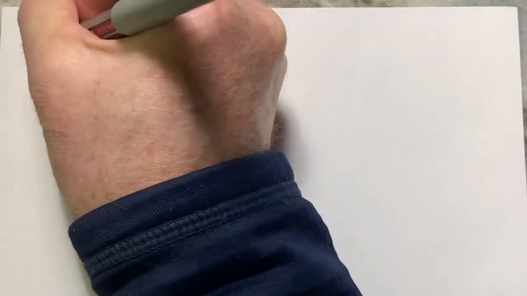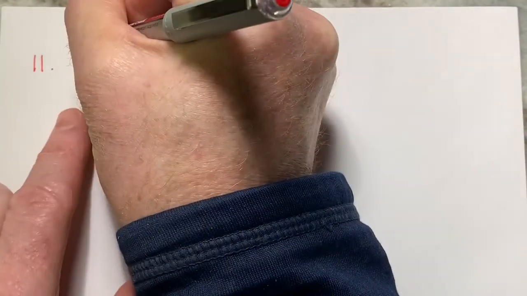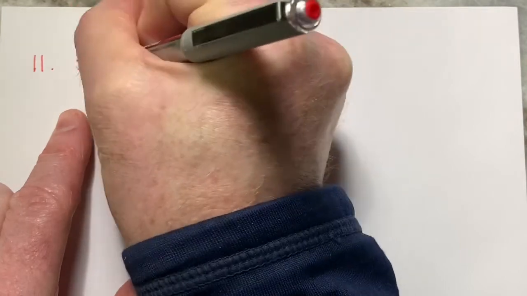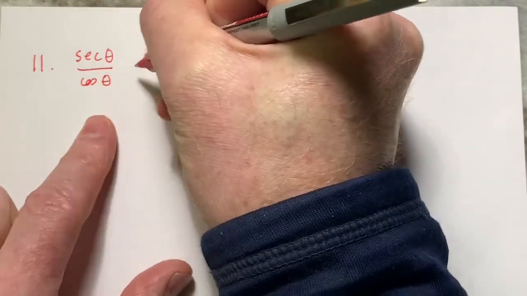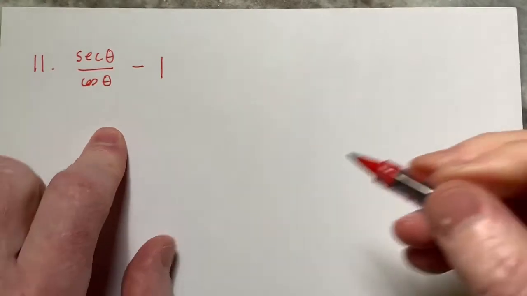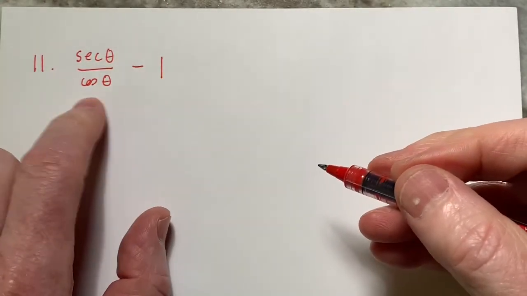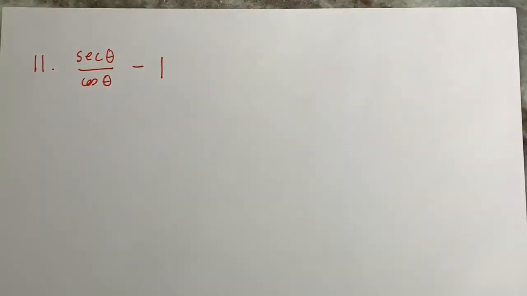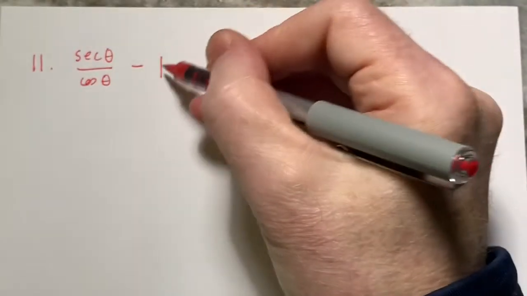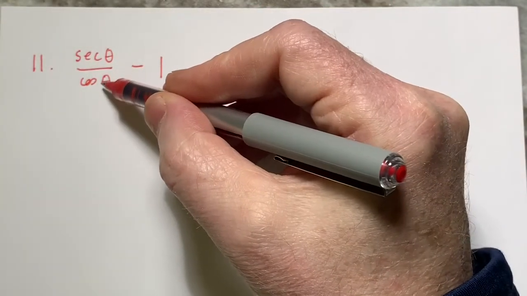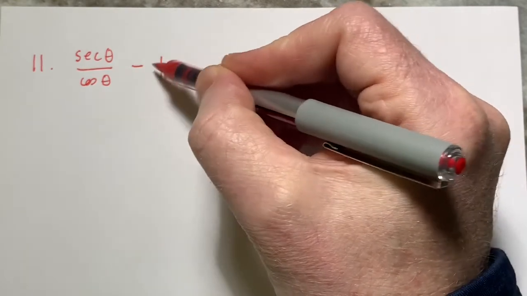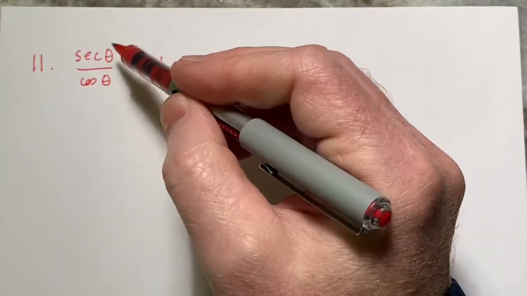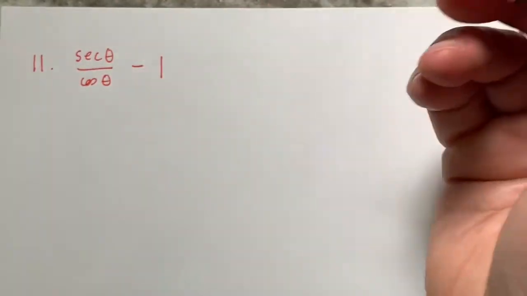So number 11 asks me, let me get my paper lined up. Number 11 asks me to do secant theta over cosine theta, minus 1. Now, to simplify, 2 things being added or subtracted, and one of them is a fraction, means I'm probably going to have to find a common denominator. But before I find a common denominator here, and if I wanted to have a cosine, I would have to change 1 into cosine over cosine, just like I would normally do with the common denominator. But before I do that, I really am not a big fan of the secant. One of my rules is to convert everything to sines and cosines.